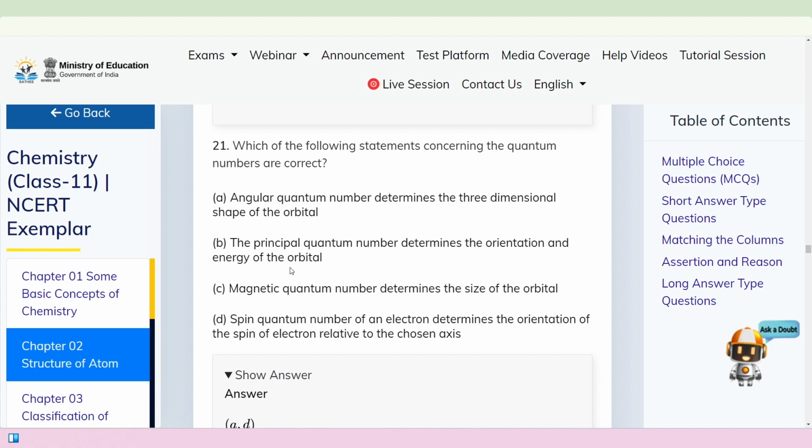It is spherical in nature. 3s will be spherical in nature. 2s will be spherical in nature. But what is the size of the sphere? That is dependent upon the principal quantum number. So the magnetic quantum number has no role in that. So C is also incorrect.